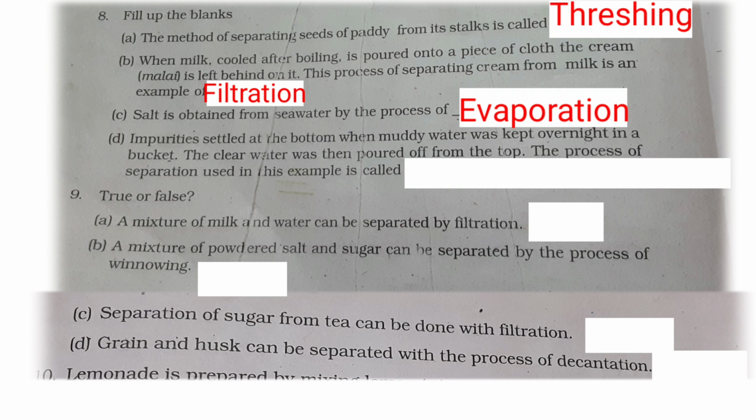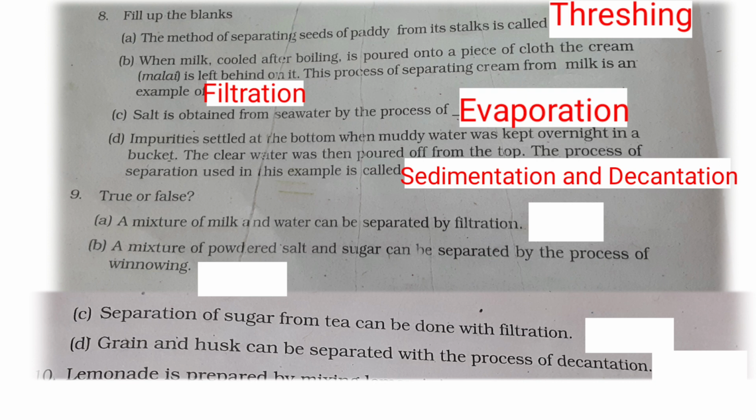Impurities settled at the bottom when muddy water was kept overnight in a bucket. The clean water was then poured off from the top. The process of separation used in this example is called dash, and the answer is sedimentation and decantation.